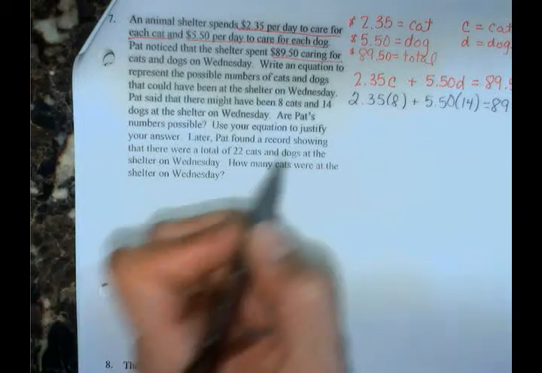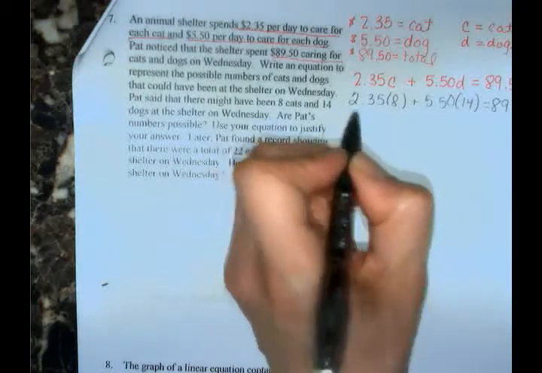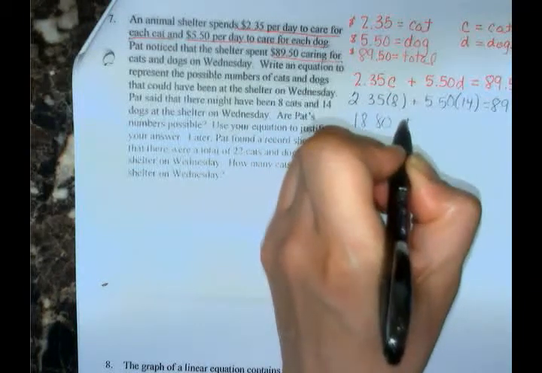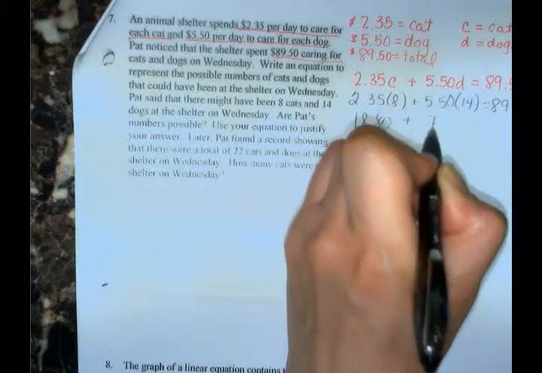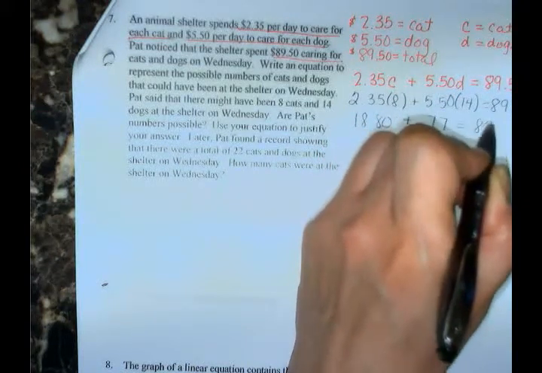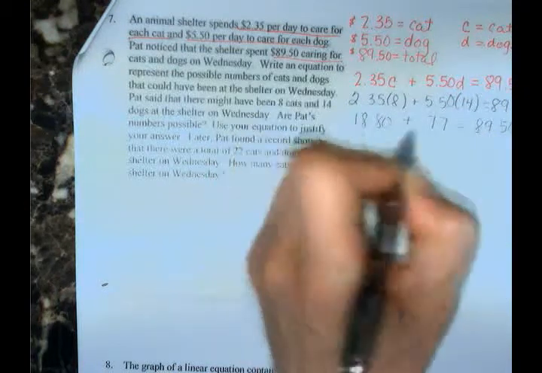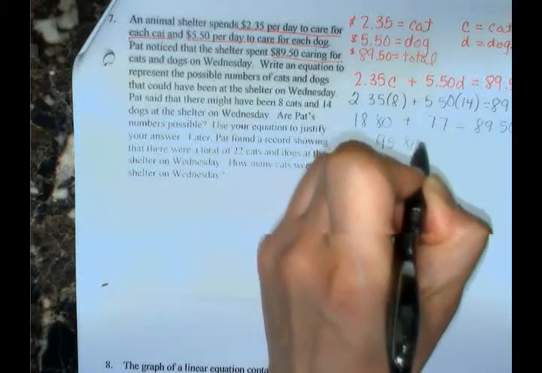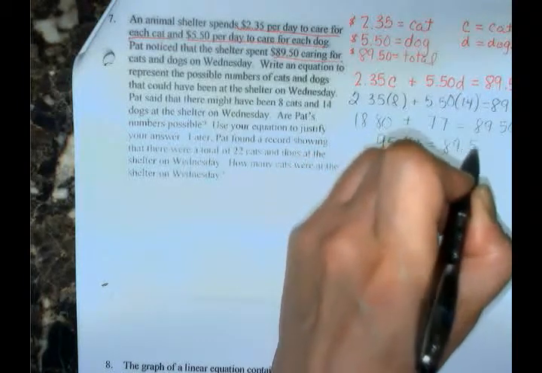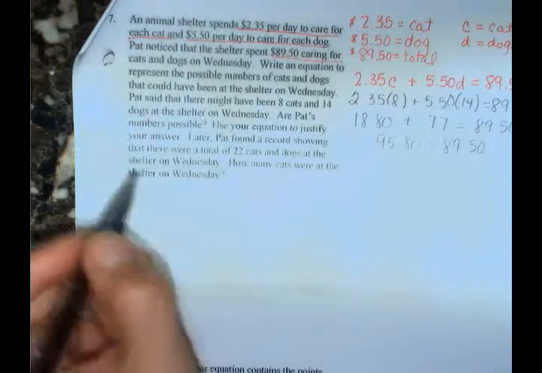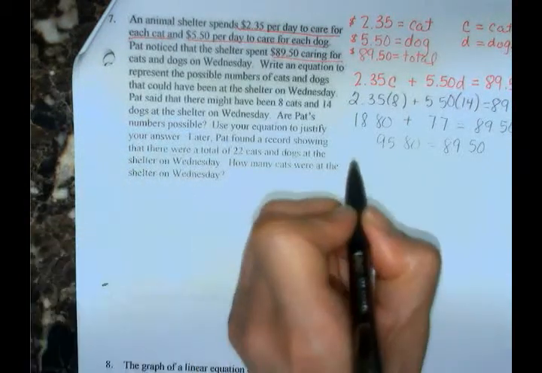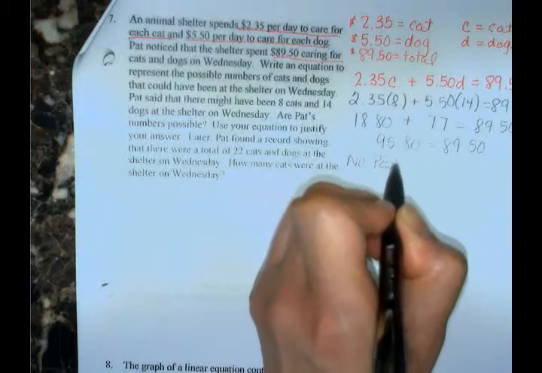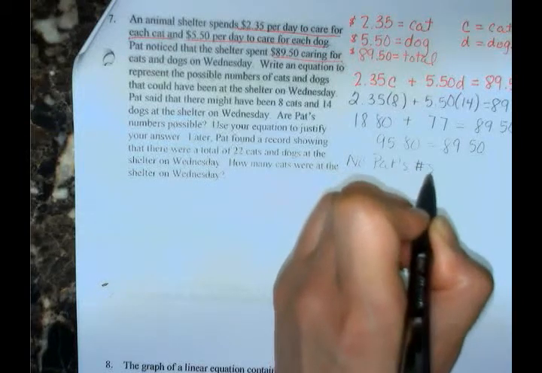So 2.35 times 8 is going to give us $18.80 plus 5.50 times 14, which is 77, equals $89.50. And when I add these together, I think we get $95.80, which does not equal $89.50. So what we need to say, it says, are Pat's numbers possible? We need to make sure that we answer that question. No, Pat's numbers are not possible.